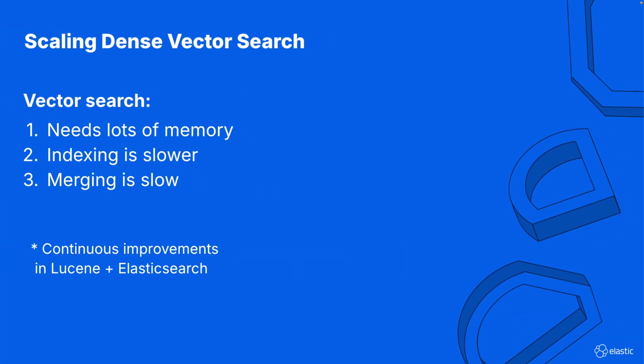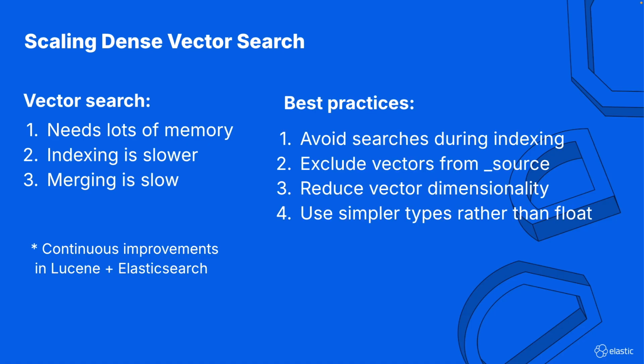There are issues with that. By default, if you don't tune it, it needs a lot of memory, because suddenly for this text you get, for example, 500 floating point numbers. Indexing is slower and merging can be slower. And of course, there are continuous improvements in Lucene and Elasticsearch. That's why it's important that you stay on the latest version, I would say, because you might get these upgrades for free. And there are, of course, best practices.